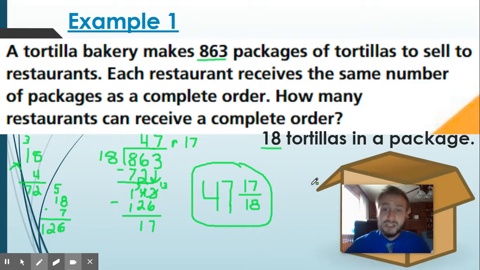The original question was, how many restaurants can receive a complete order? Well, you can't have 7/18 of a restaurant. So in this example, your answer would just be 47 restaurants because you don't have another complete order. Okay? So this is what we're going to be practicing. We're going to be practicing regular division and then either writing it as a fraction or a decimal.